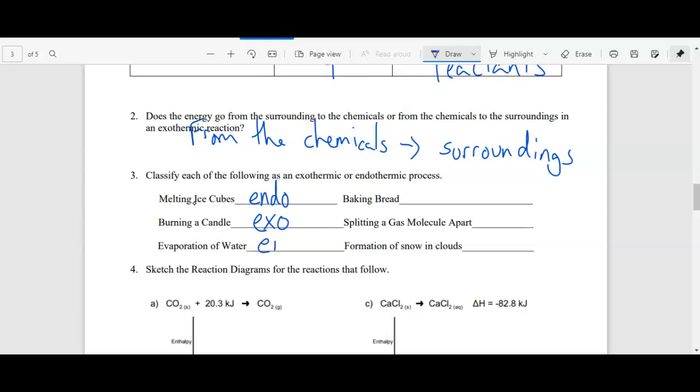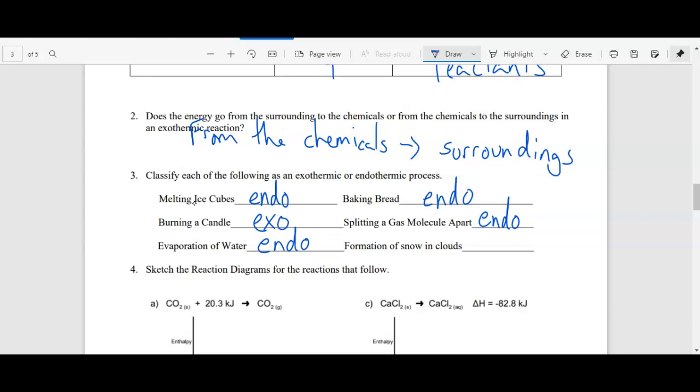You're absorbing heat. To bake bread, do you have to add heat or take heat away? You add heat. You put it in the oven. So this one's an endothermic reaction. It absorbs that heat. To split a gas molecule apart, what do y'all think here? To break that bond. If you want to break a stick, you have to put energy into that. Same thing for a molecule. This one's going to be an endothermic reaction.